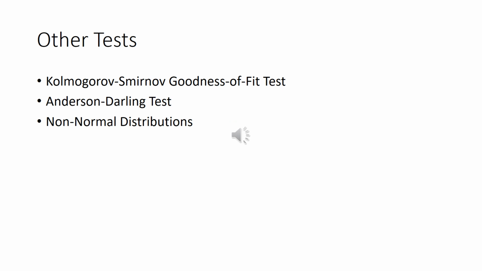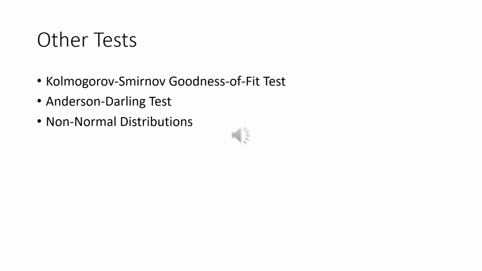You know, that was the chi-squared. There are other tests too. Kolmogorov-Smirnov goodness of fit test, and I'm not even going to talk about how they do that. Anderson-Darling modified that test a bit. Non-normal distributions, this is where that log normal comes in. What you do is you take the logarithm and see if that makes a normal curve, and then you can do the goodness of fit test.